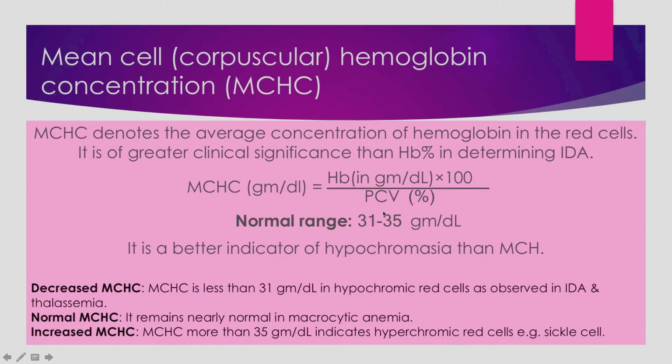The normal range is 31 to 35 grams per deciliter. You can roughly remember this as double that of hemoglobin. Hemoglobin is roughly 11, 12, 13 as normal: 11 in pregnant and 12 in non-pregnant females and 13 in males. So it is approximately double that, approximately 30 to 35.